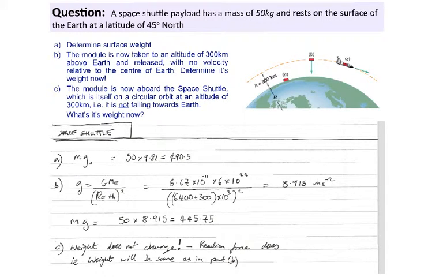Okay, so this question talks about the weight of an object, and it's asking you to compute the weight at different locations. So on the surface, at a height above Earth, and then at the same height above Earth, but this time in orbit. So in the first case, you're asked to find it at the height equal to the Earth's radius. So this is at the distance of the Earth's radius, RE, from the centre of Earth.